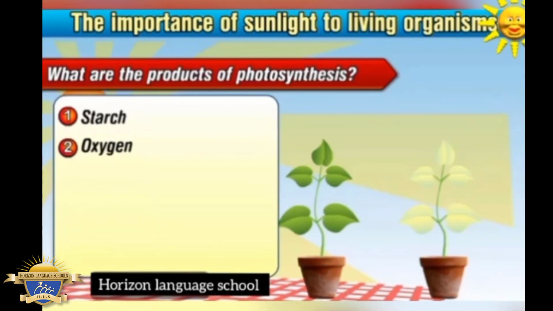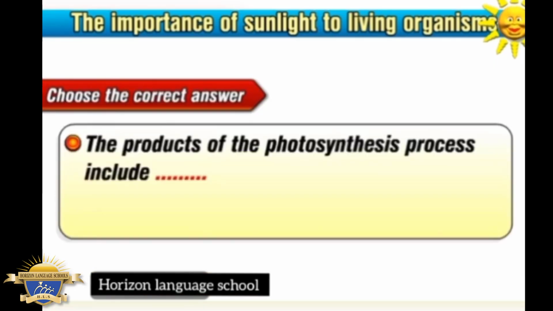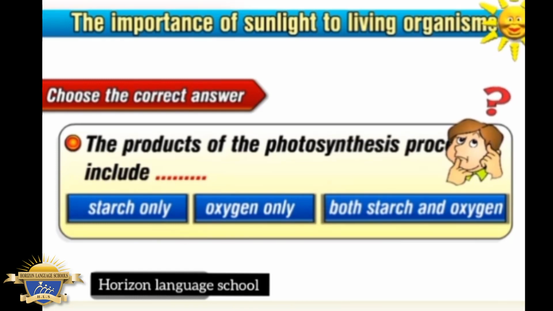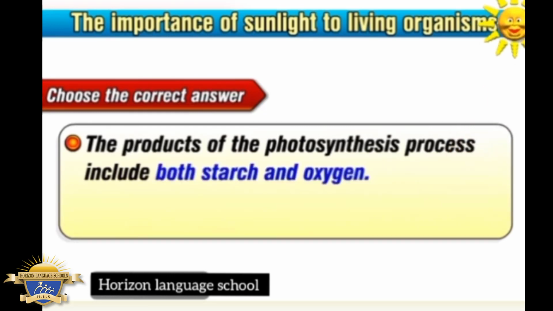So we know that plants need some factors like water, sunlight, and air. What are the products of the photosynthesis process? Yes, number 1, starch, number 2, oxygen gas. Refresh what we know. Choose the correct answer. The products of the photosynthesis process include: starch only, oxygen only, or both starch and oxygen? The answer is both starch and oxygen. Excellent.